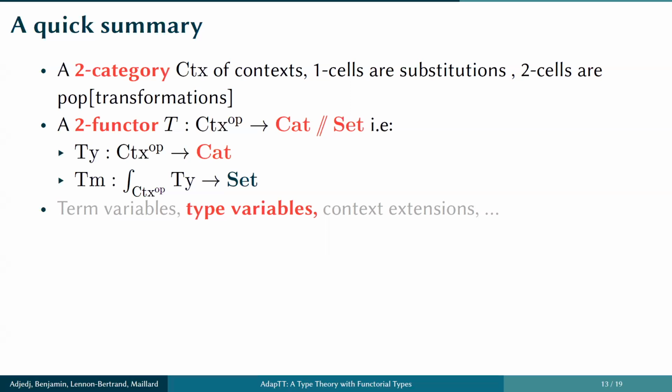We have now a 2-functor which will map context to categories, and again our terms are just usual sets. And we have a new way to extend our context with not just term variables but also type variables, which gives us all this richness that we're looking for.